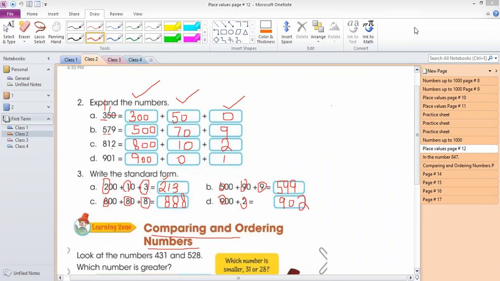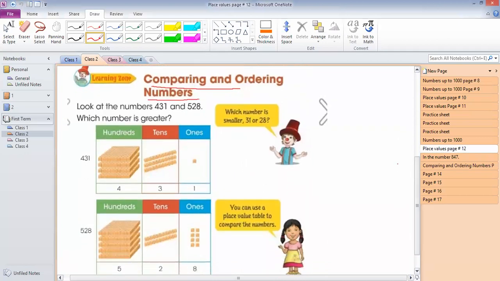We have finished the topic of place values and we have practiced these questions in our notebook as well. I hope now you have a good grasp of these questions. The new topic which we are going to start today is comparing and ordering numbers.